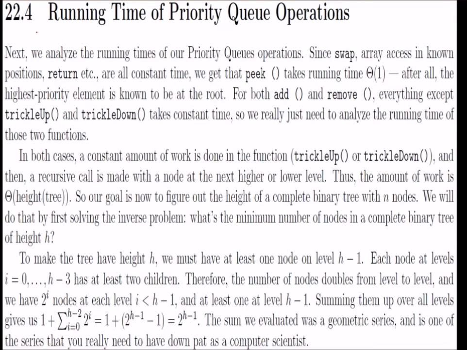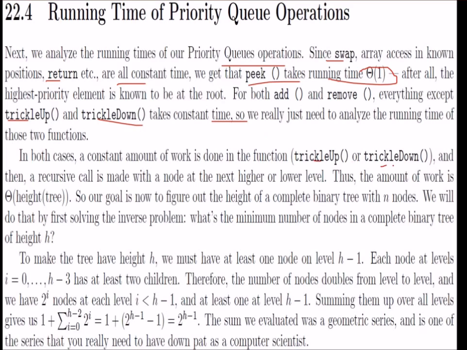So now, hope you understood these three operations, meaning peek, add, remove with our priority queue implementation using heap. Now let us come to the running time of priority queue operations. The various swaps and returns in our operations are all of constant time, and peek will also be of order 1 time, because it is all in an array. You can just find it because indices are known. And for both add and remove, everything except trickle up and trickle down will be constant time.